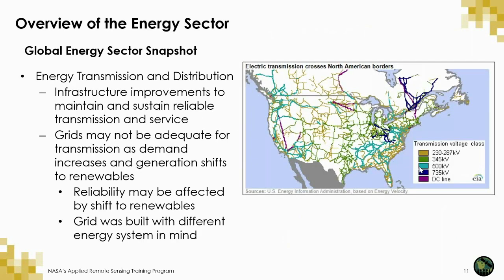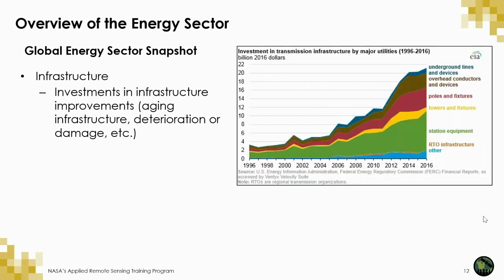Energy providers around the world are seeking to meet this need via greater and smarter energy transmission and distribution. Utilities have increased spending on infrastructure improvements to maintain and sustain reliable transmission and service. The current electricity grid in many parts of the world may not be adequate for the necessary energy transmission as demand increases and sources shift to renewable sources. Other types of energy infrastructure, such as underground lines, conductors, poles, fixtures, towers, stations, and other equipment, will also continue to see a need for investment as the energy portfolio evolves.